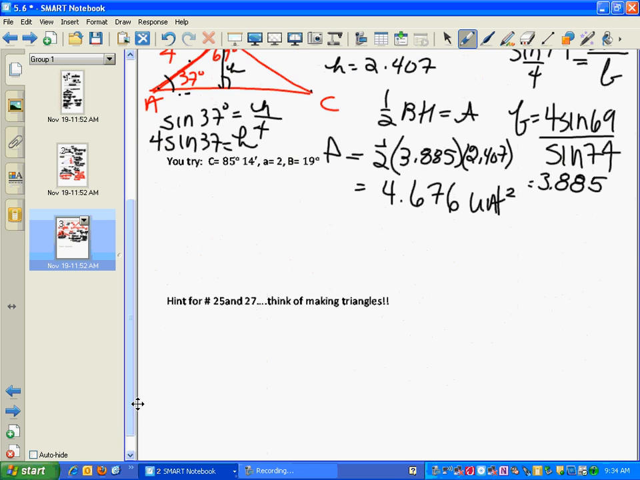All right. Let's set up our triangle. A, B, C. This is 85 degrees, 14 minutes. Little a is 2, and big B is 19 degrees. This is which theorem or postulate? Angle, side, angle. Is it side, angle, side? So we don't want to go back to use that one formula, right?